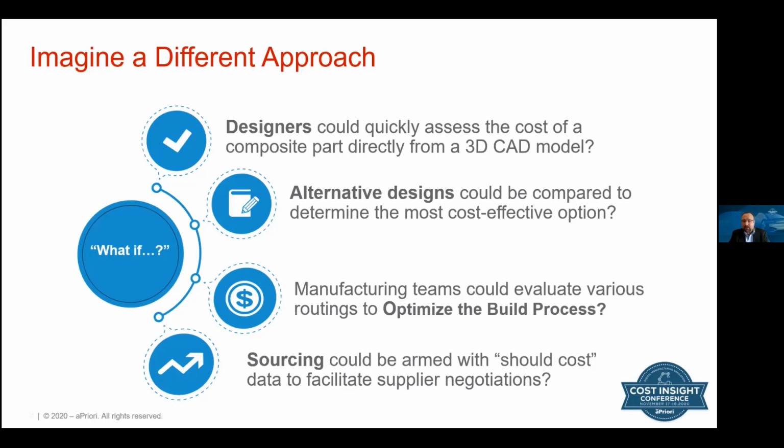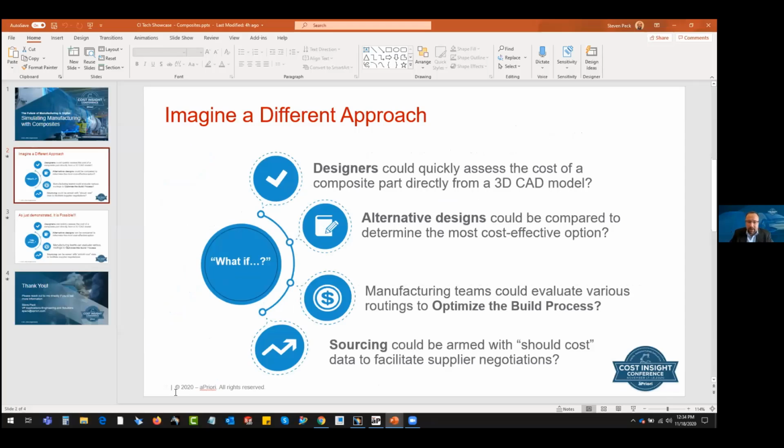And what if you could arm sourcing with should-cost information to support supplier negotiations, or, from the supplier side, be able to get a build-to-print package of a composite design and quickly analyze that part to get to an estimate very quickly, helping you return that quote to the customer quickly, potentially win the business because you're in early, but also make sure that you're pricing appropriately to hit your target margins. So, just some things to think about, all possibilities that we will actually show you live here.